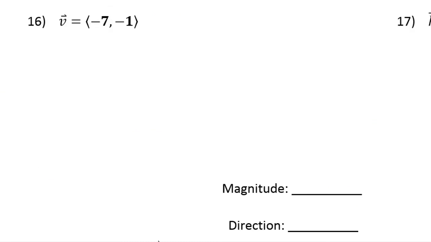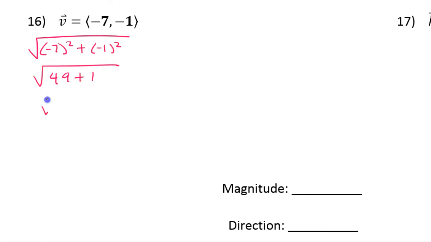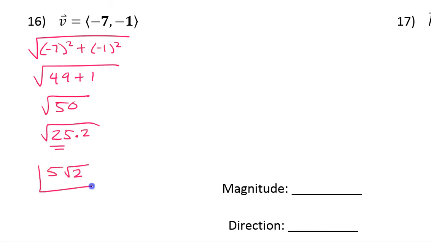Let's do a couple more. So let's see, magnitude. The magnitude is going to be the square root of -7 squared plus -1 squared. That's 49 plus 1. That's the square root of 50. 50 is 25 times 2. The square root of 25 is 5. So that leaves 5 radical 2 for the magnitude.